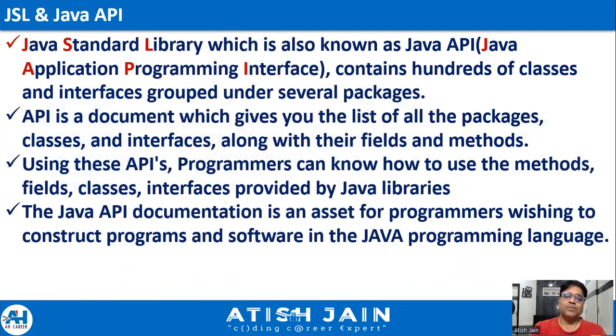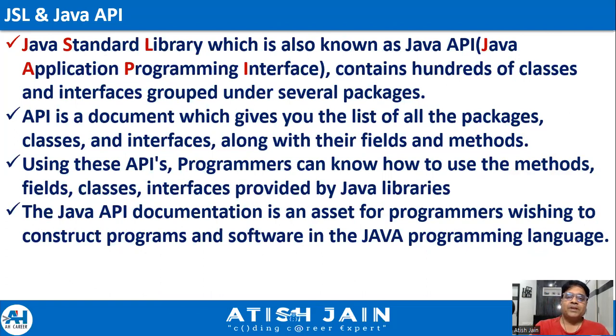Now, before we start writing programs in Java, you should know what is JSL and what is Java API. Actually, JSL stands for Java Standard Library. So what do you mean by that? See, a library is nothing but a set of ready-made functionalities which will help you to build applications.